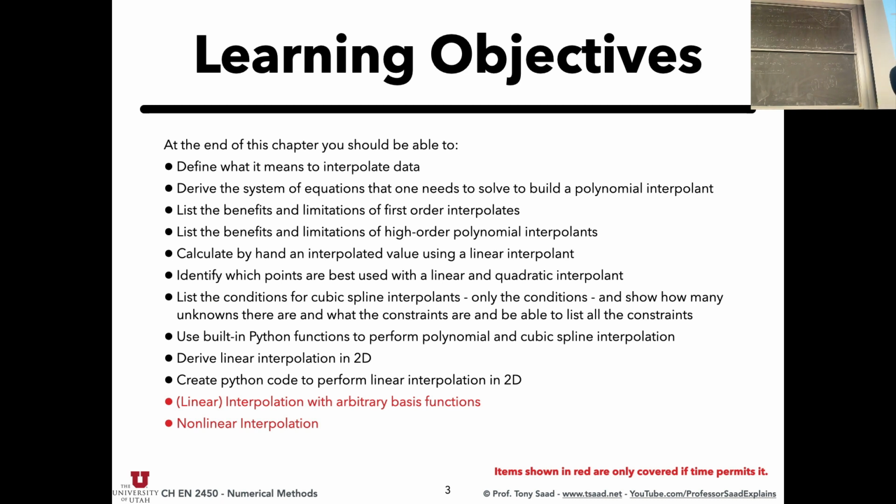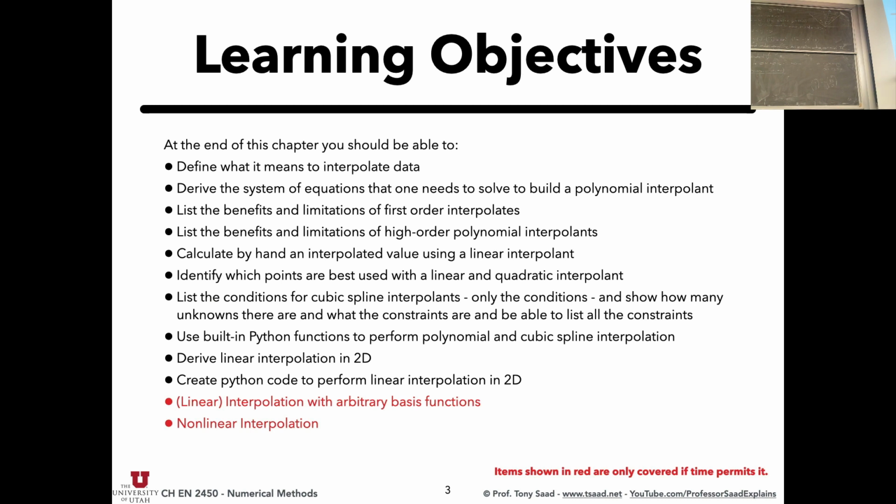Identify which points are best used with linear and quadratic interpolants. List the conditions for what we call cubic splines. You've probably heard of cubic splines. We're going to learn what they mean in this chapter and how to implement them and derive them in Python. Use built-in Python functions to perform both polynomial and cubic spline interpolation. Derive linear interpolation in 2 dimensions and create Python code to perform linear interpolation in 2D. So you have 2-dimensional data. We can interpolate those data as well in 2D.